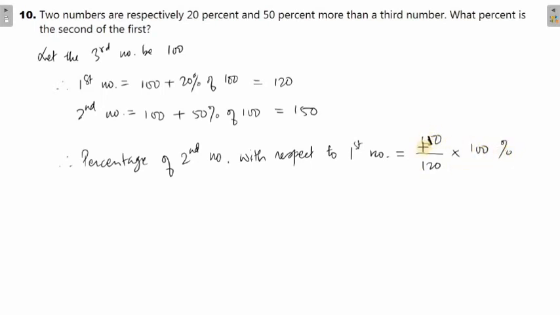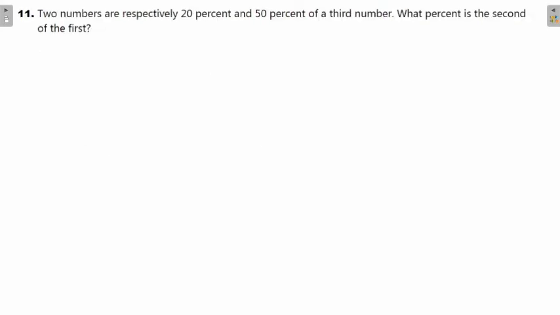Remember, 0 and 0 get cancelled. Can we cancel with 3? Yes. So 3 5s are 15, 3 4s are 12, 4 1s are 4, 4 25s are 100. So 5 into 25 is how much? 125. So your answer for this particular question will be 125%. You may pause the video and note down your solution. Let's move to the next question now.